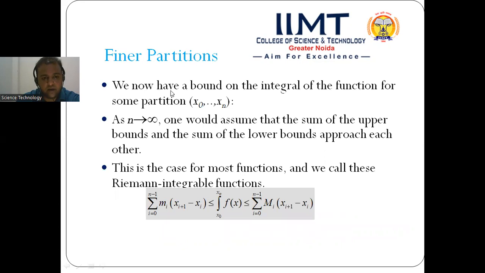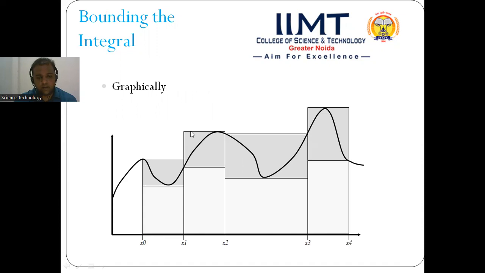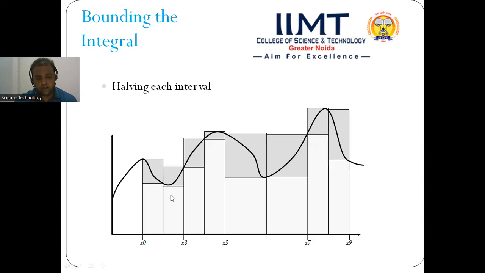So we can now define a bound on the integral of the function for some partition x0 to xn. As n tends to infinity, one would assume that the upper sum of the bounds and the lower sum of the bounds approach each other. You can see that by using the intervals. In these intervals, we can say that the difference between the lower sum area and upper sum area is very high. But by dividing the rectangles into finer parts, we can say that it will be minimized.